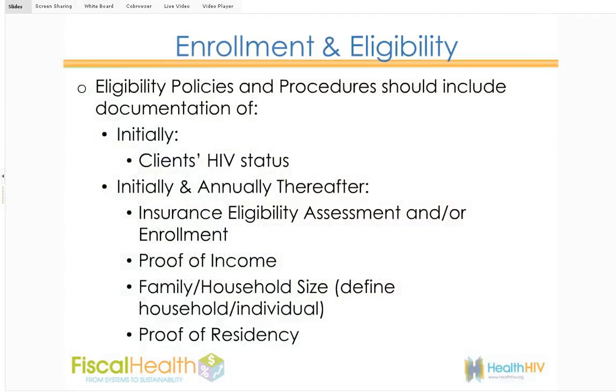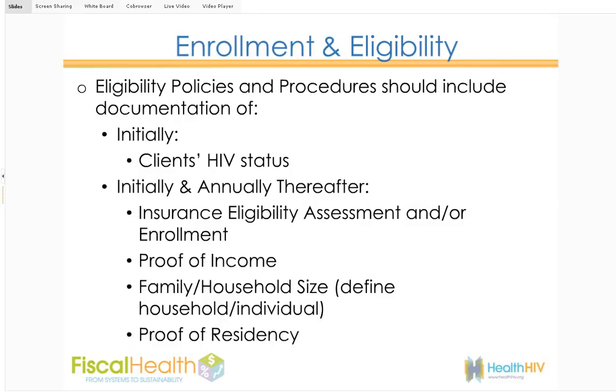So let's talk about first what's needed for enrollment and eligibility. I'm going to refer to Policy Notice 1302 because they have a really nice chart that I'm going to present as well. The first thing that you have to have is the client's HIV status. That's really something you just need to get initially and keep on file. That's not something you have to require during this annual re-enrollment recertification process. That's something you just need to get up front.